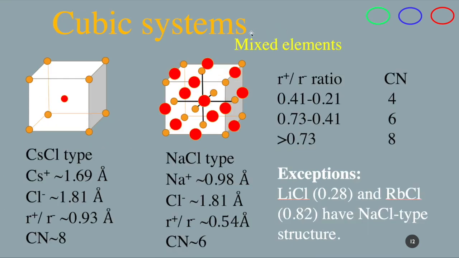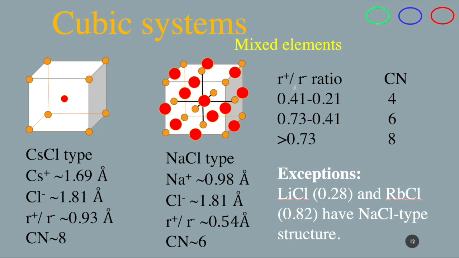So in the cubic system we also have the mixed systems, like the CsCl type, the cesium chloride type of structure, where the cesium occupies the body center of the cube, and the corners are occupied by chlorides. And in this case we have the coordination number 8. Similarly, in the sodium chloride type we have a face centered structure, and here the coordination number is 6.